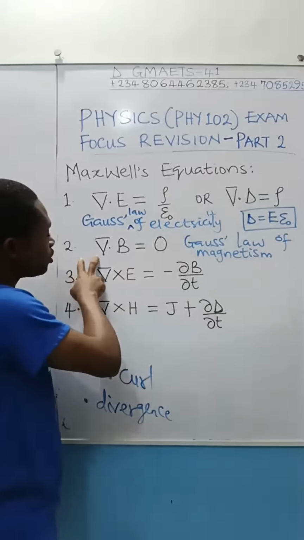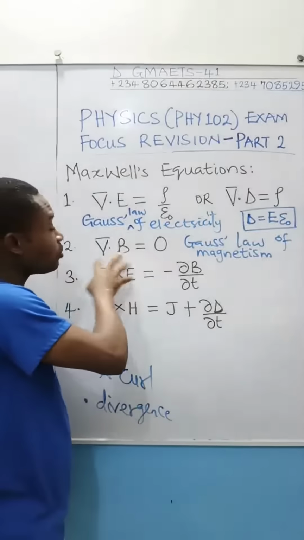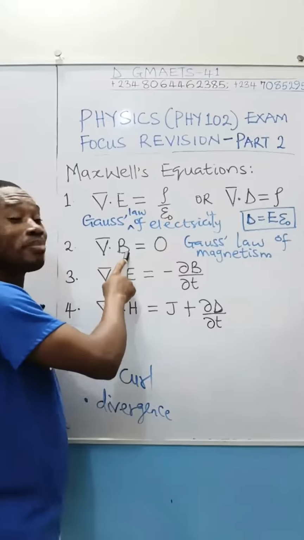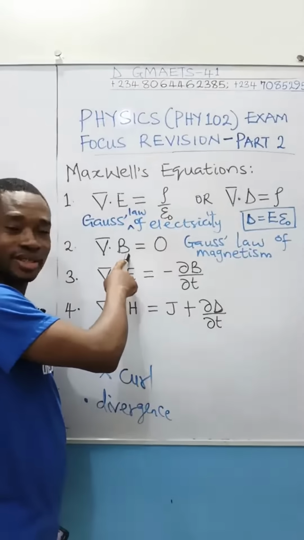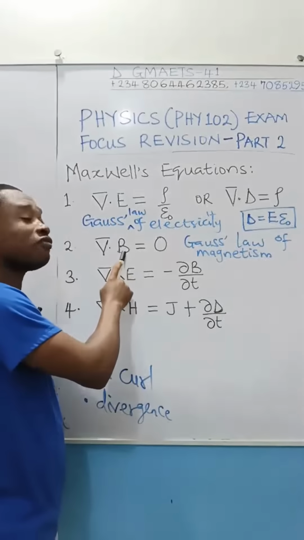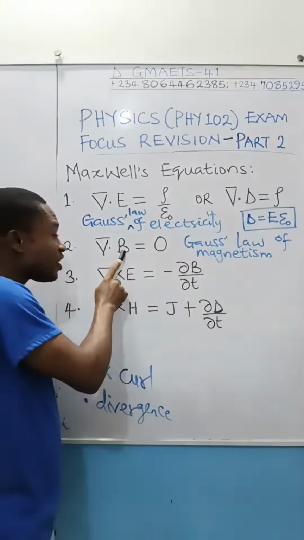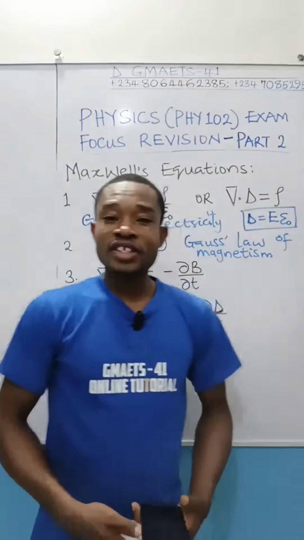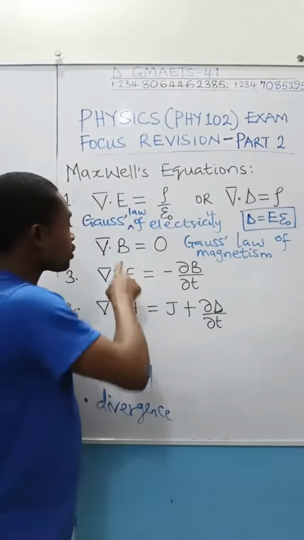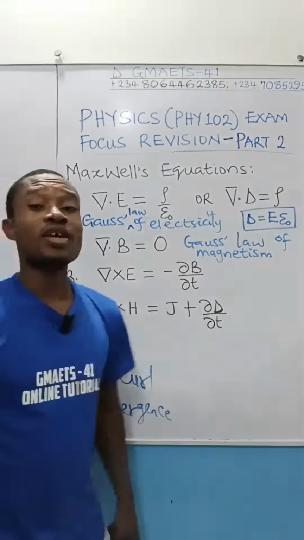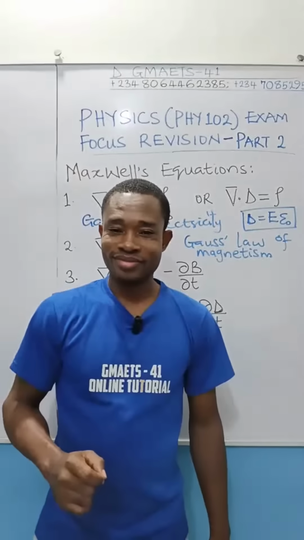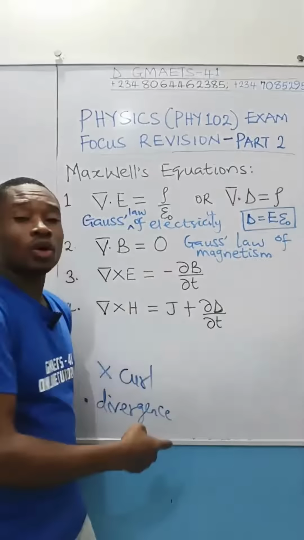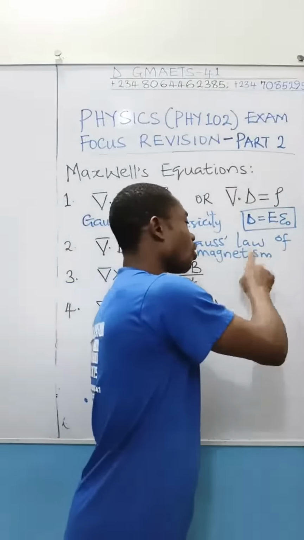The next is this second one. This second equation we have here is telling us that the divergence of the magnetic field strength, otherwise known as magnetic flux density, is equal to 0. The divergence of that magnetic flux density is equal to what? 0. That Maxwell's equation is called Gauss' law of magnetism.